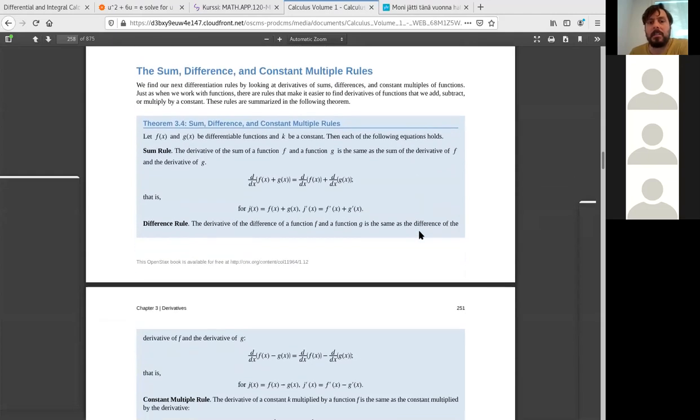So, another theorem, and this is really important. This comes down to proving the linearity of the differential operator. So the important part is that if we have two differentiable functions, f and g, and we find the derivative of f plus g, then it is in fact the derivative of f plus the derivative of g.